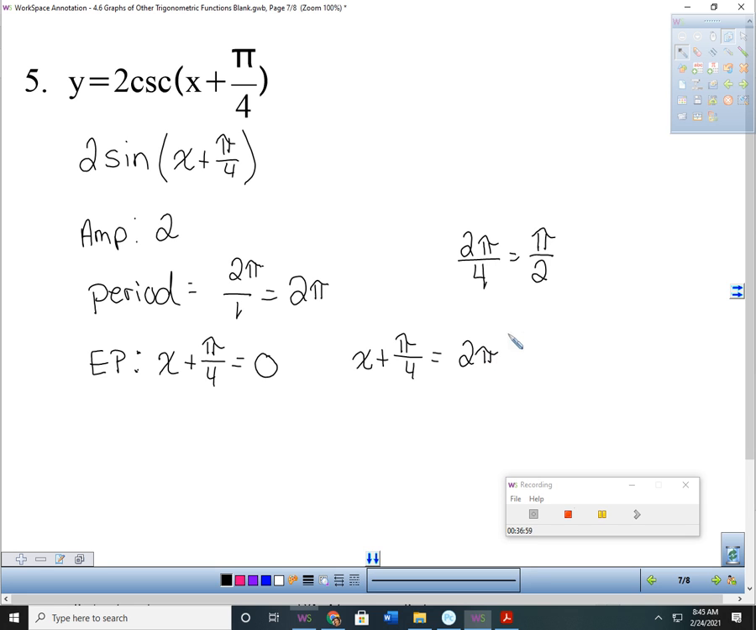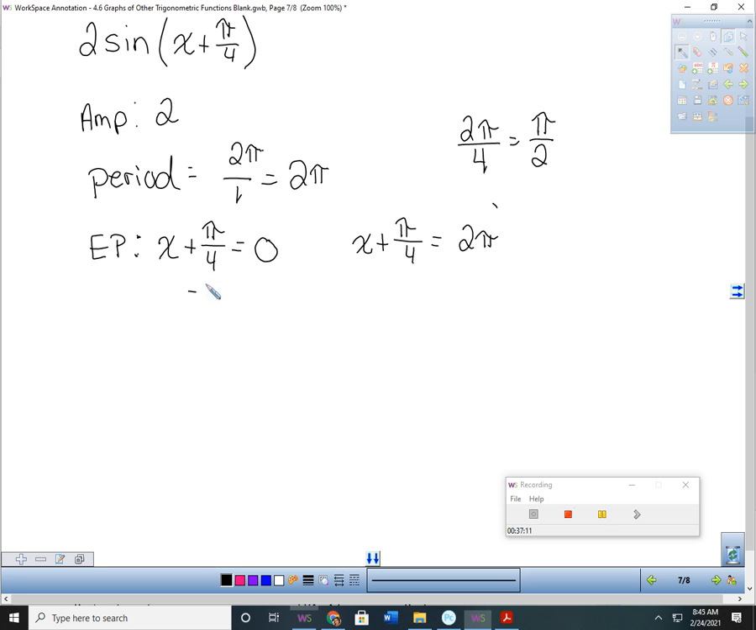Now remember, when we get done, this is going to shift this to the left because I added. Okay, it's going to shift to the left pi over 4, but it should still be a distance of 2 pi apart. So I'm going to subtract pi over 4. So my left endpoint, where I'm going to start, will be at negative pi over 4, which makes sense, right, if I shifted pi over 4 to the left. And then I do the same thing over here. I subtract this pi over 4. So I get 7 pi over 4.